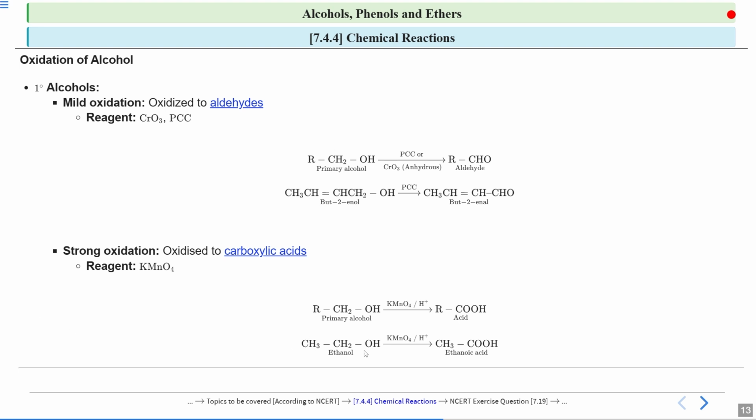So look at this example. This is ethanol, which is your alcohol. This is a primary alcohol because the carbon to which your OH group is attached is further connected by one carbon. So when you are using a strong oxidizing agent like KMnO4, potassium permanganate, you will see it directly forms a carboxylic acid, ethanoic acid, C=O with OH. This is the carboxylic group attached. So it is directly oxidizing your alcohol to carboxylic acid.